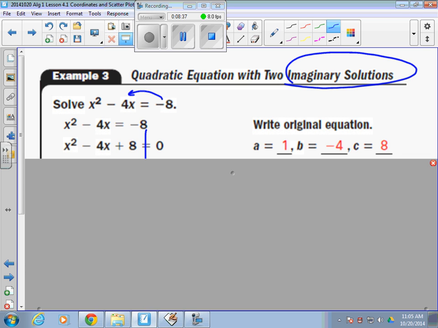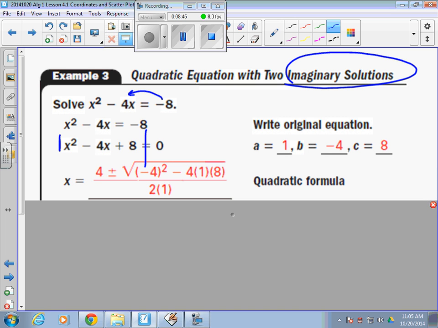Now you have a, b, and c. A's value is 1. You can see it on the right. B's value is negative 4. C's value is positive 8. So now when we plug it into the quadratic formula, negative b, b's value is negative 4. So when you plug in negative 4, it turns back to being positive 4. Negative makes it positive since b's value was negative. Remember, think opposite with that one.